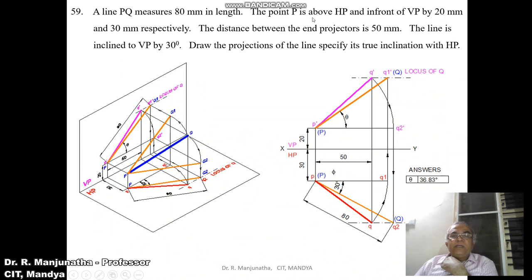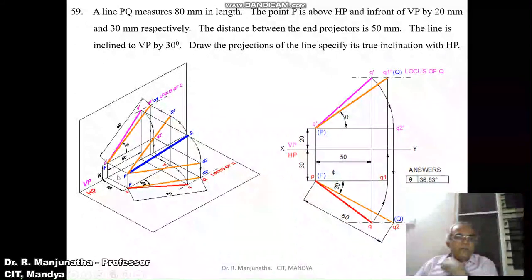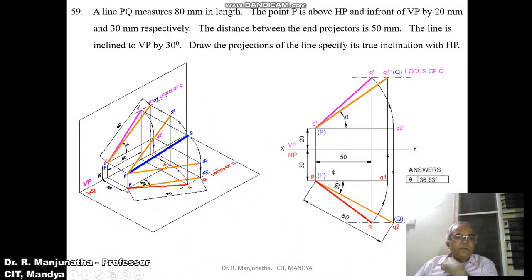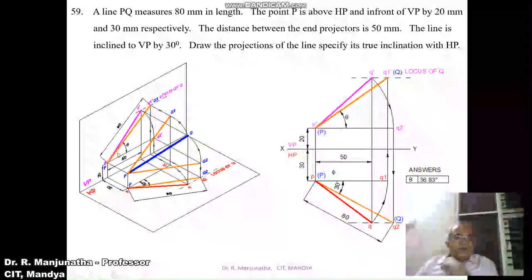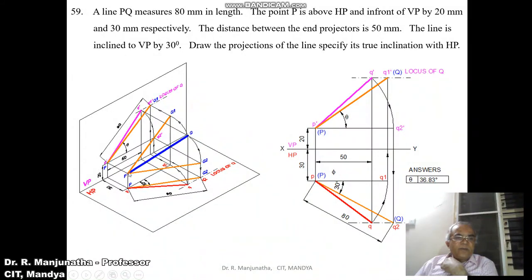So the point P is above HP and in front of VP by 20 mm and 30 mm respectively. When you look from the front view, we can see the distance above HP, which is 20 mm, and that image will fall on the vertical plane, which is small p dash. Then when you look from the top view, we can see the distance in front of VP, which is 30 mm, and when it is projected, that will fall on the horizontal plane, which is small p.